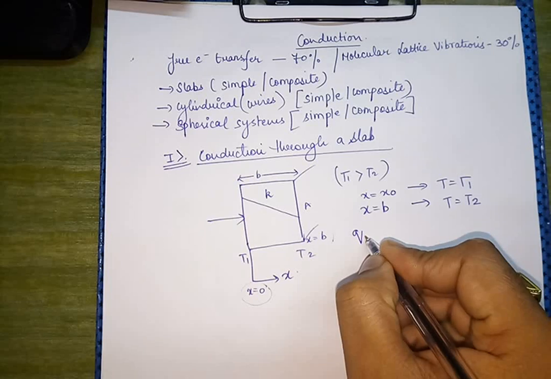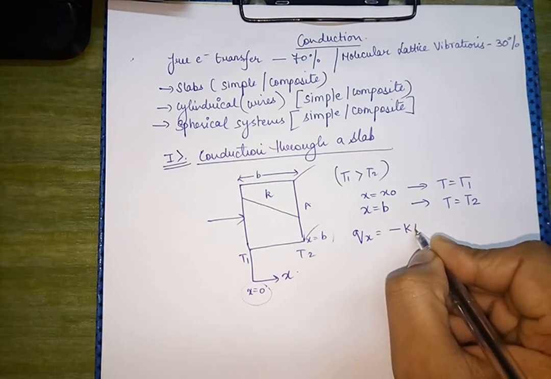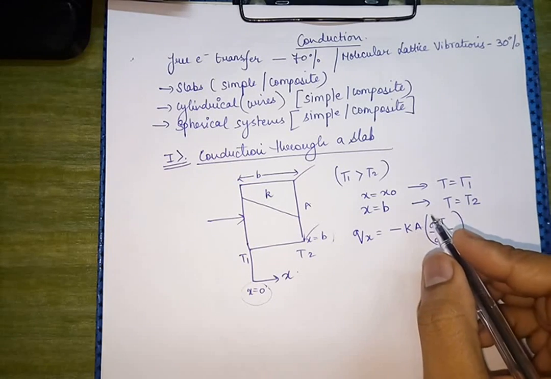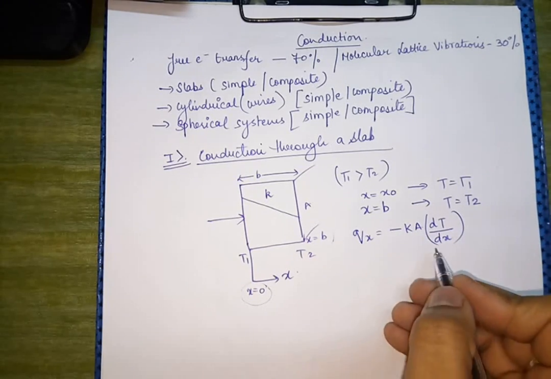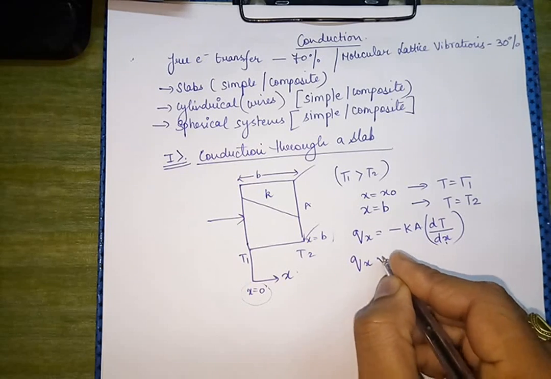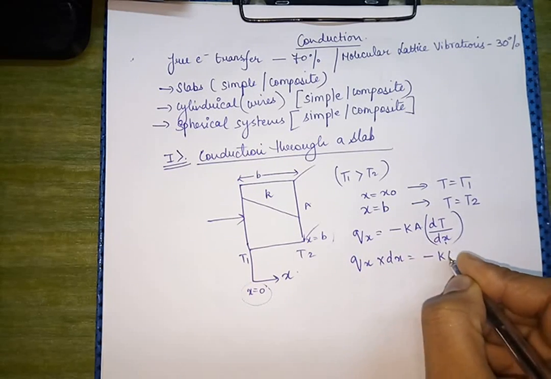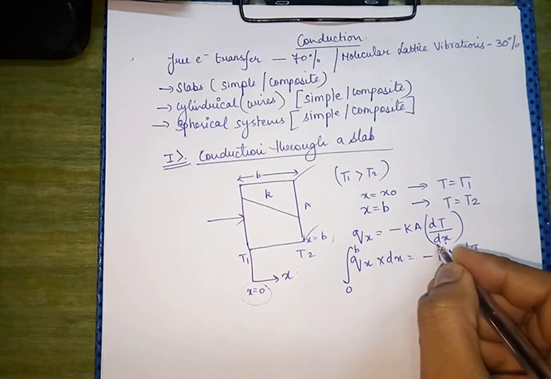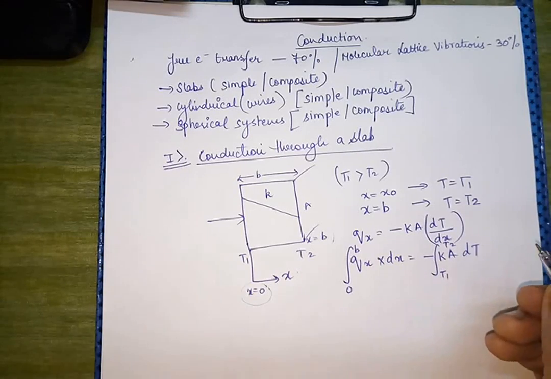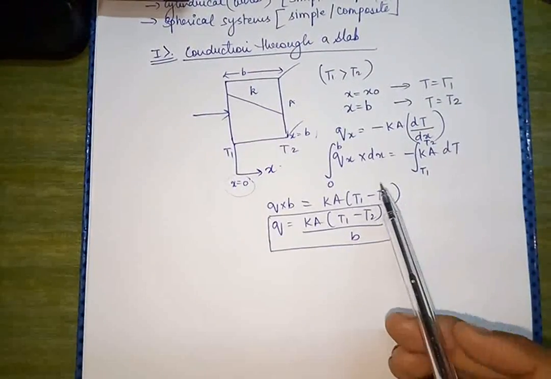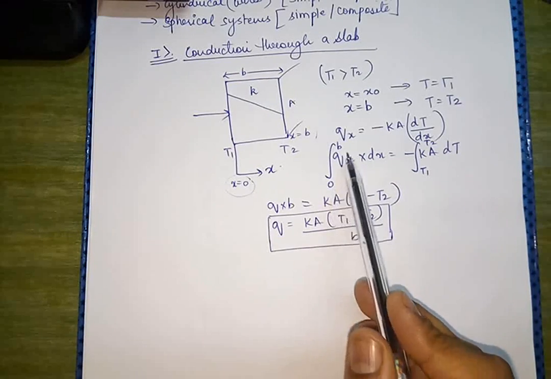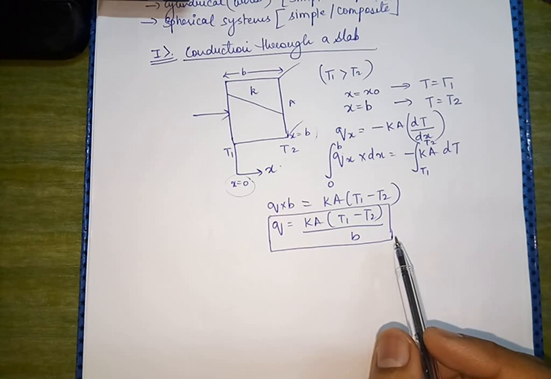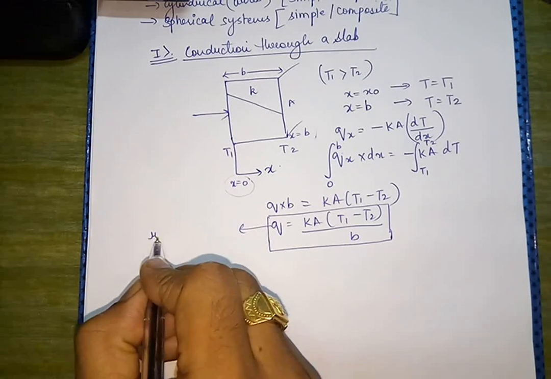Now writing Fourier's law, qx equals minus kA dT over dx. This is the general Fourier's law. Multiplying by dx, qx dx equals minus kA dT. Now we integrate from x equals 0 to b, and here from T1 to T2. Solving this equation further, we get q times b equals kA (T1 minus T2). So this gives you the rate of heat transfer through a slab.